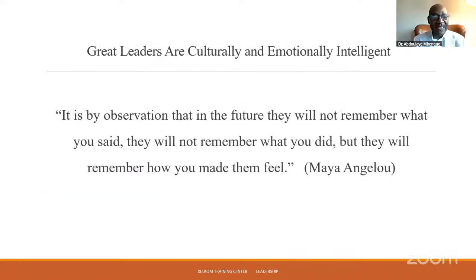But this is one of the quotes that I read. The first time I saw it, when Maya Angelou said it, I was just shaken because it got to the core of leadership. When she said, it is my observation that in the future, they will not remember what you said. They will not even remember what you did, but they will always remember how you made them feel.